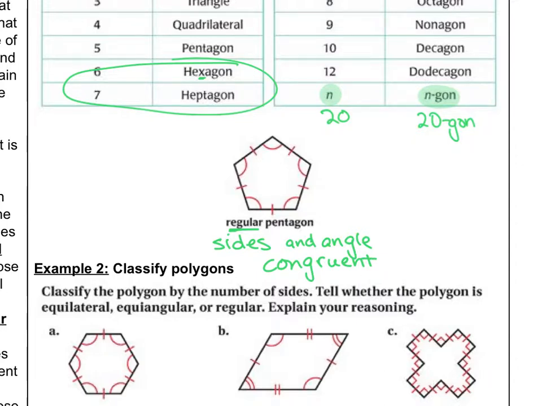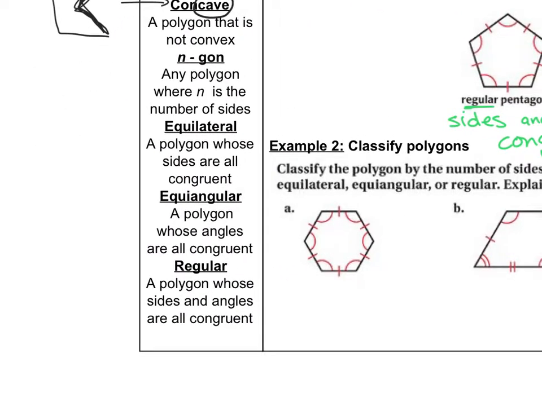We also will talk a little bit about equilateral, which I believe is over here in your notes. Yep, equilateral means all the sides are congruent. Equa meaning equal, lateral meaning side. And then equiangular, just like it sounds, means all angles are congruent. And when both of those take place, we call that a regular polygon.